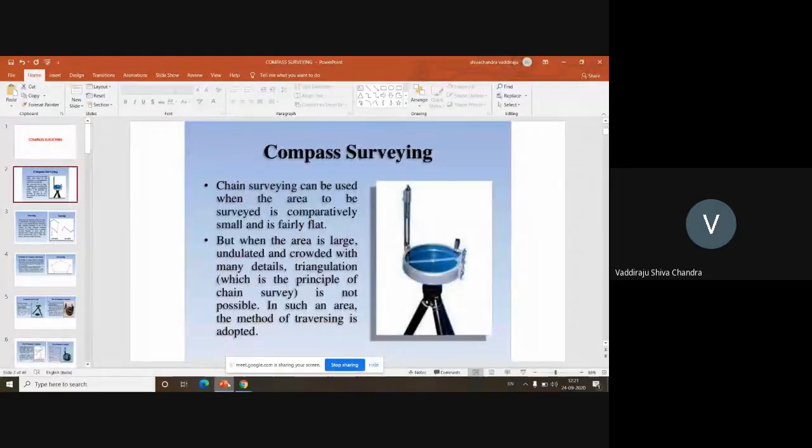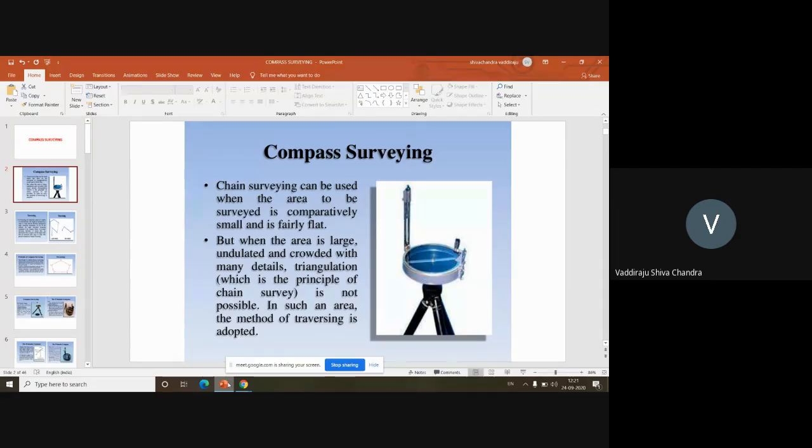So why do we need to go for compass surveying? The first and foremost reason is whenever the area to be surveyed is large and the number of details that can be acquired in the survey is limited because of some obstructions, then we need to go for compass surveying instead of chain surveying.